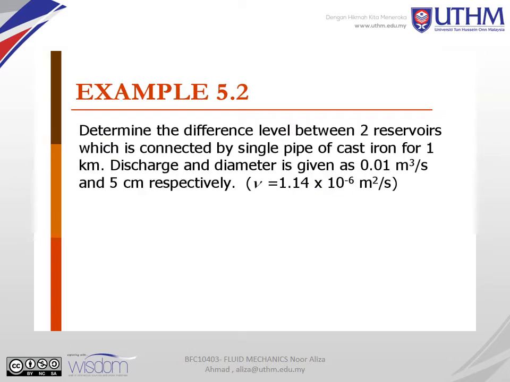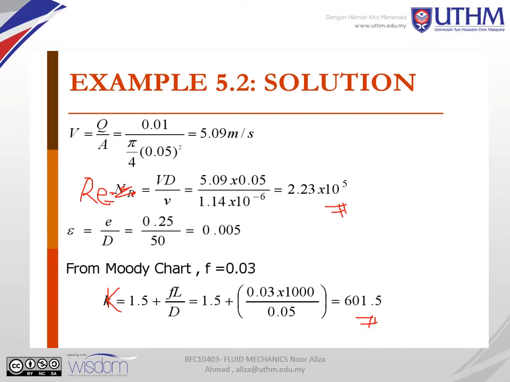To find the discharge and determine the difference level between two reservoirs connected by a single pipe of cast iron, this is example 5.2. We use the figure from the previous slide. We solve the equations, put the values here, and get the velocity. After we get the velocity, we use the Reynolds number, so we get turbulent flow here.